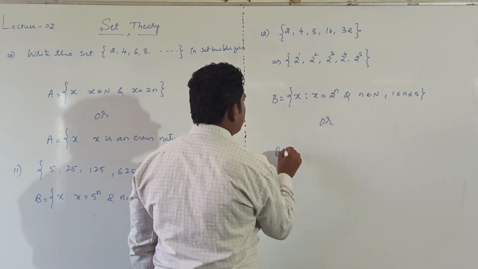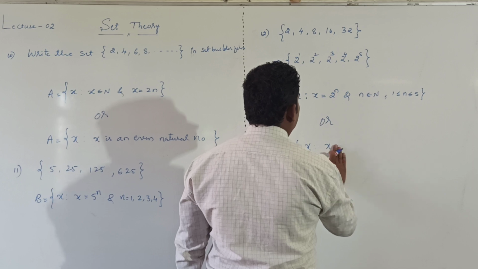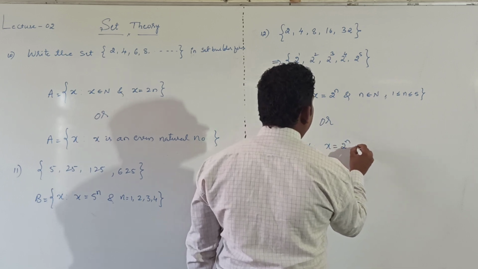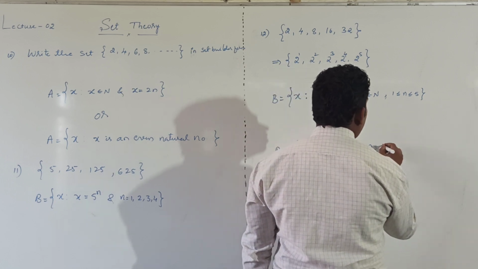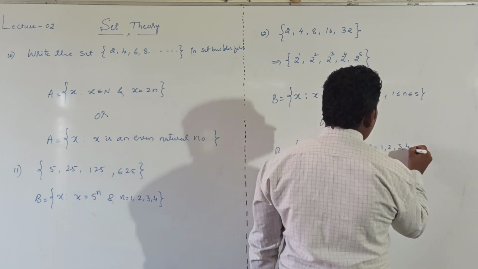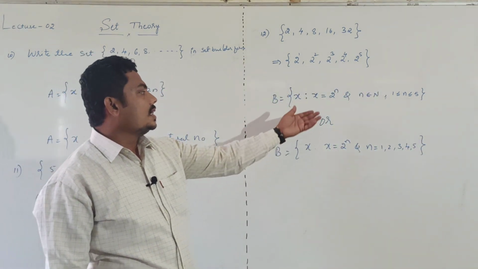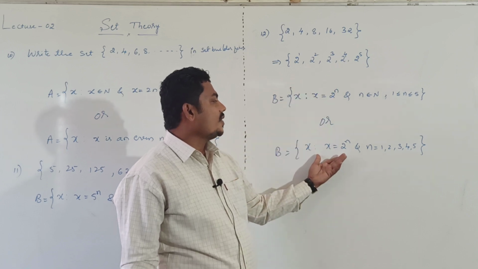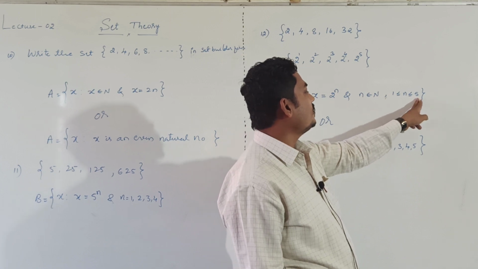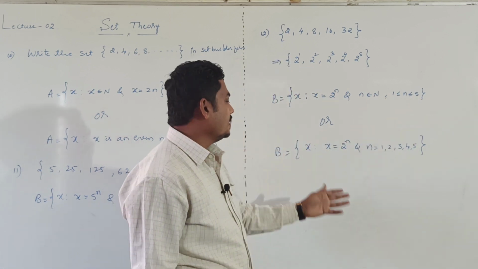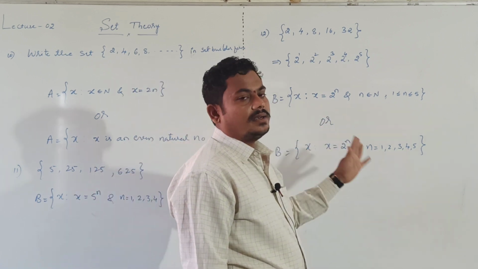You can write set B is equal to x such that x equal to 2 power n, and what are the n values? N equal to 1, 2, 3, 4 and 5. This you should write. It is the roster form and the corresponding set builder form. Write any one. Both are one and the same. Natural numbers between 1 to 5 means 1, 2, 3, 4, 5. Both represent the same only. You can write any one.